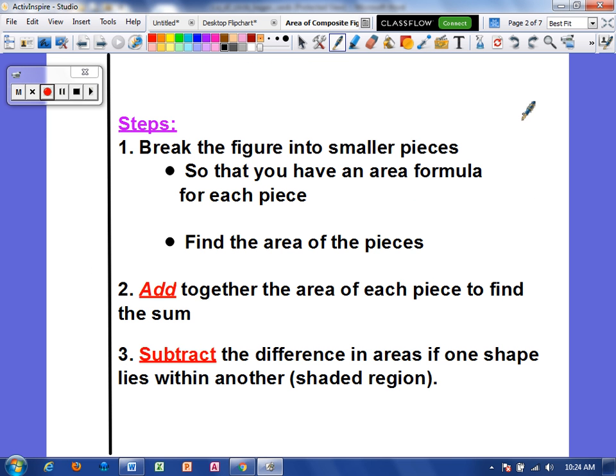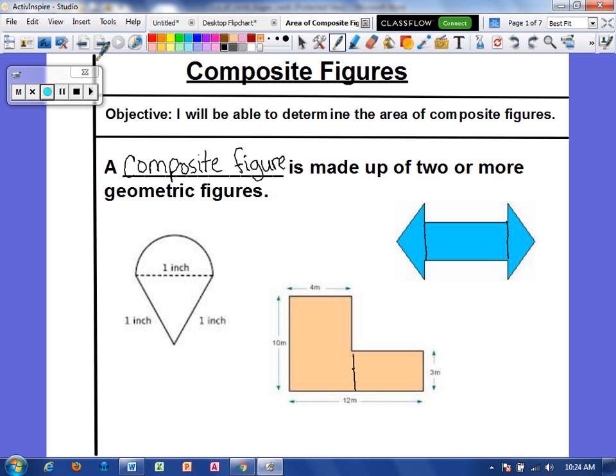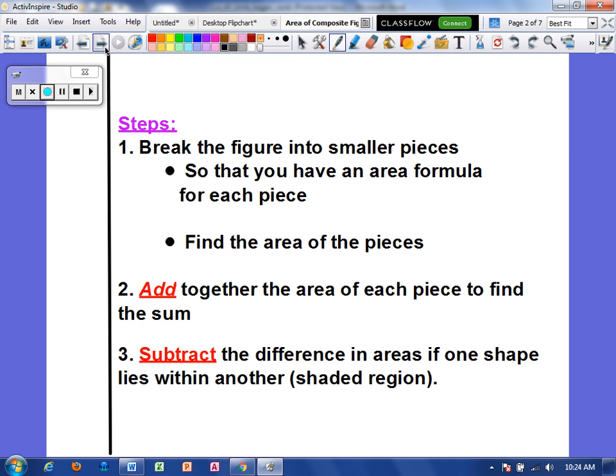So whenever we find the area of these, all we have to do is just break the figure into smaller pieces. So that's like what I did here. I drew lines so that we could see the different shapes in the figure. Then we're just going to find the area of each piece, and we're going to add them together. Now, if there is a shaded region, that means we have to find the area of both regions and subtract. And you will see an example like that as well in this video.